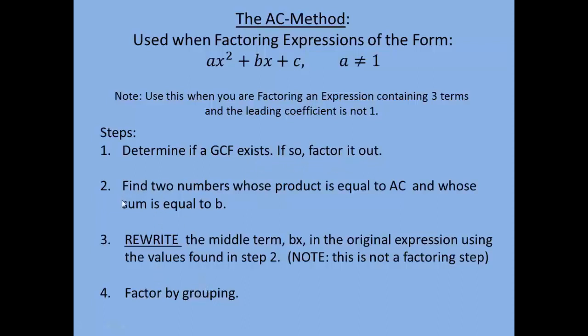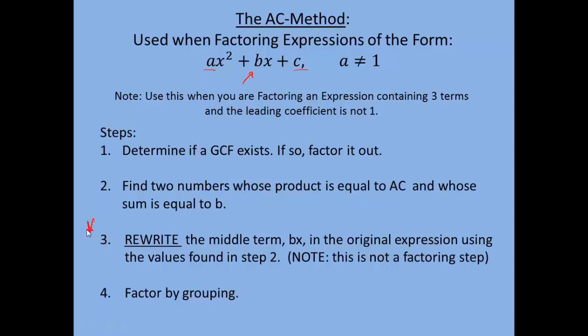Step 2, you want to find two numbers whose product is equal to AC. When I say product is equal to AC, you want to multiply what A times C is, figure out what that number is, and find numbers whose product is equal to that number. So A times C is coming from A times C up here in the expression, and whose sum is equal to B. So we want numbers that multiply to whatever AC is, and they also have to add to whatever B is, the middle coefficient.